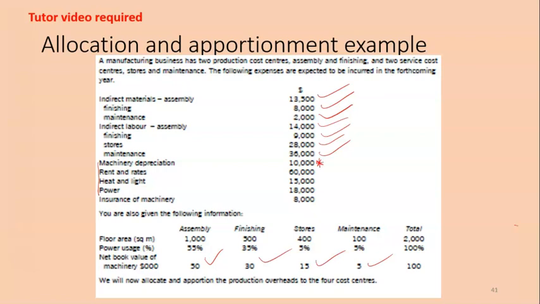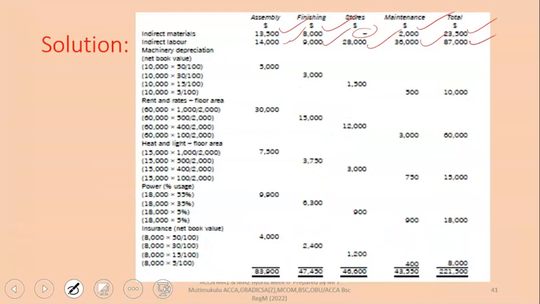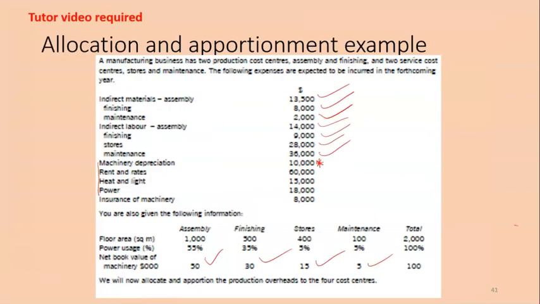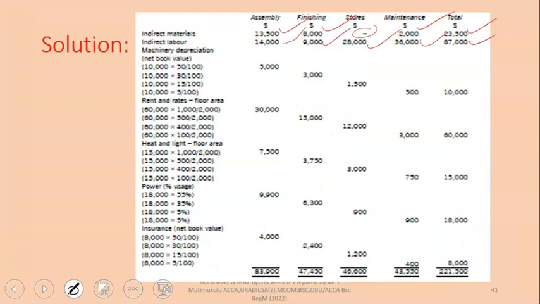So these figures, the 10,000 is to be subdivided using the net book value. So, for example, for assembly, the 10,000 is to be split by multiplying 50 over 100. The 50 is this one. So 50 divided by the total, the 100 here. Okay, so 50 over 100 multiplied by 10,000, and we know the amount of depreciation that is to be allocated to the assembly department.